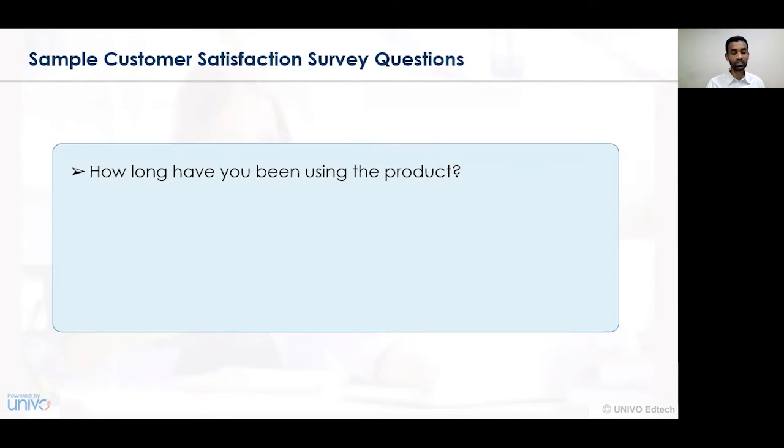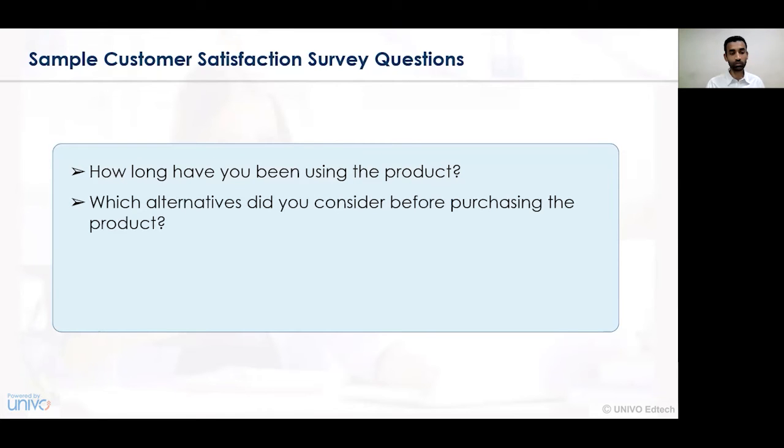The second sample question is, which alternative did you consider before purchasing this product? In this case, we can provide the various alternatives as product A, product B, product C, and so on. Hence, a specific answer can be received as to which alternatives the customers are preferring before purchasing this product of our company.